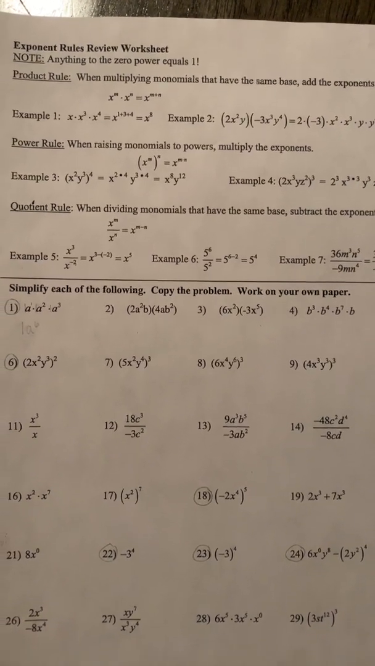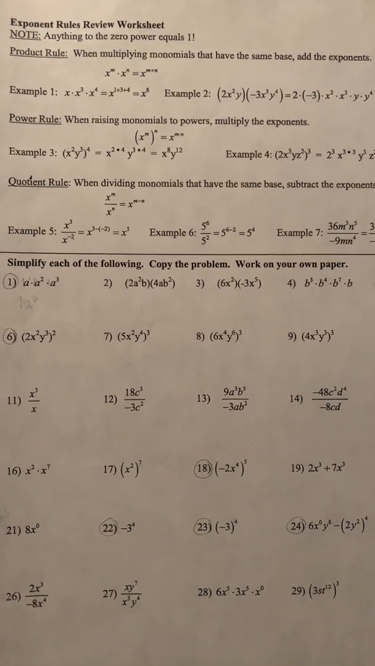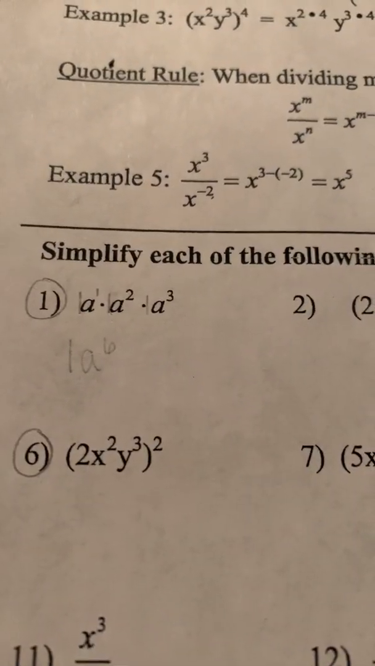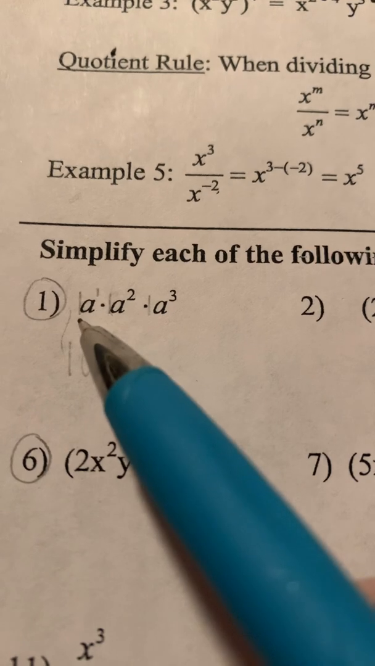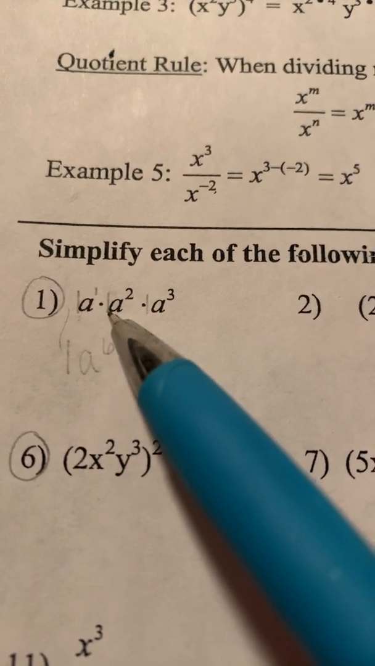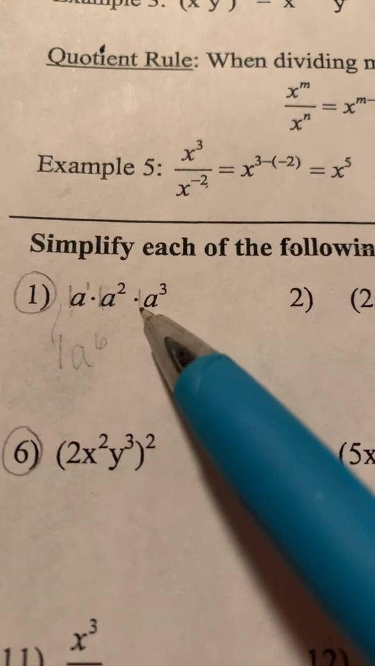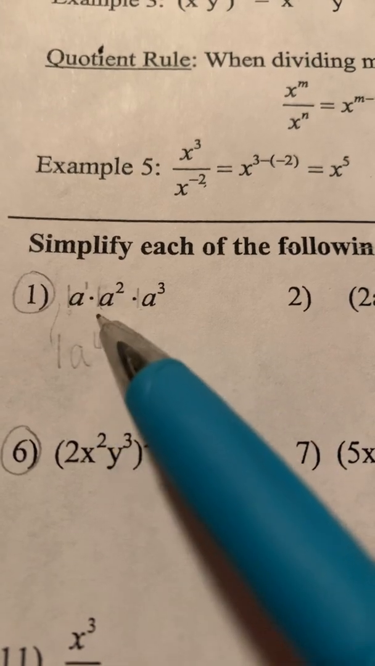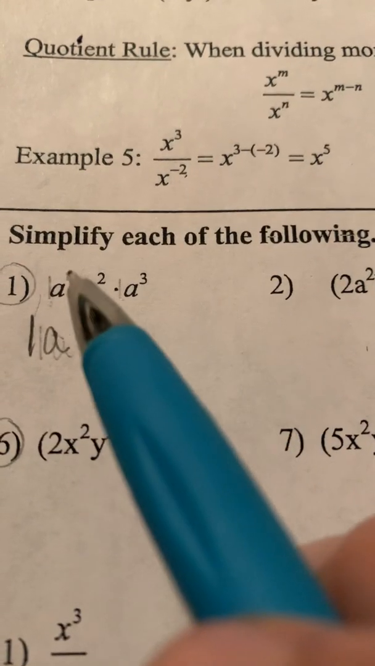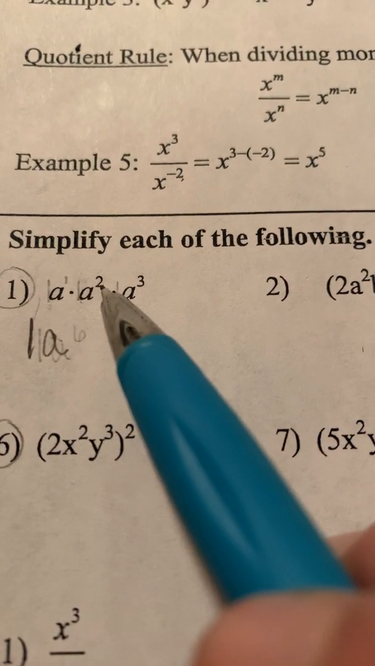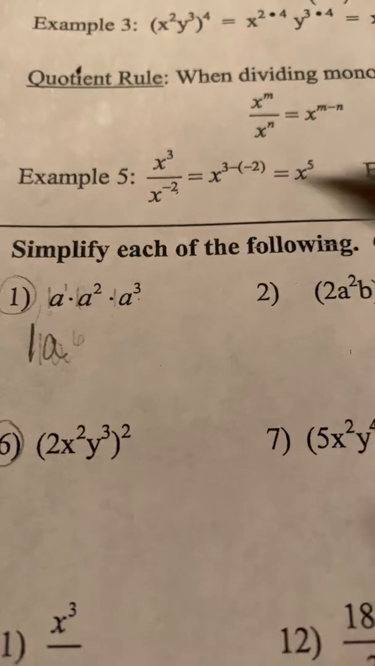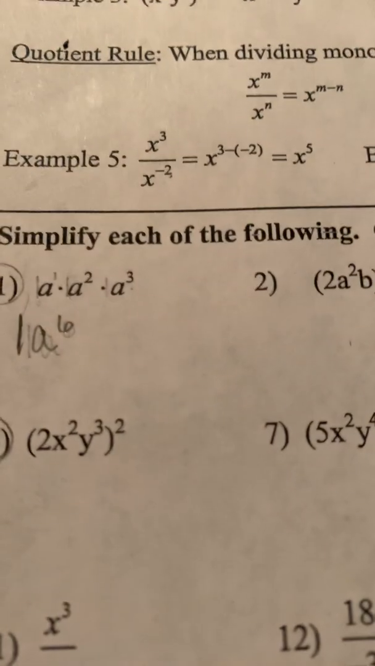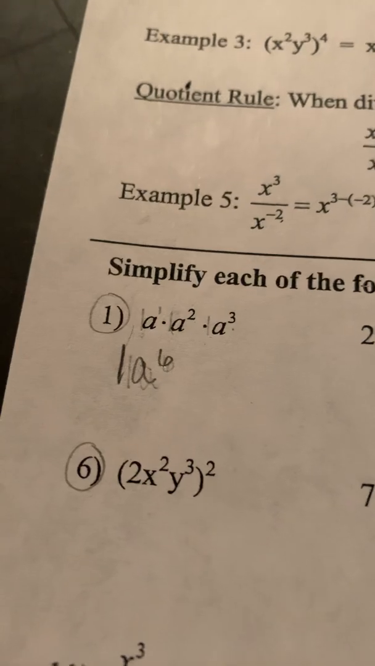This video is on simplifying exponents, so using your exponent rules. If we take a look at a few of these here, number 1 is a^1 times a^2 times a^3. So 1 times 1 times 1 gives us a 1 for the coefficient, and then you add your exponents. So 1 plus 2 plus 3 would give us a to the 6th power here.